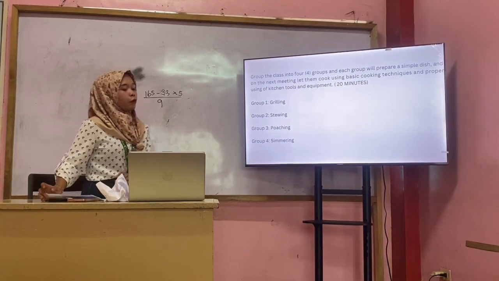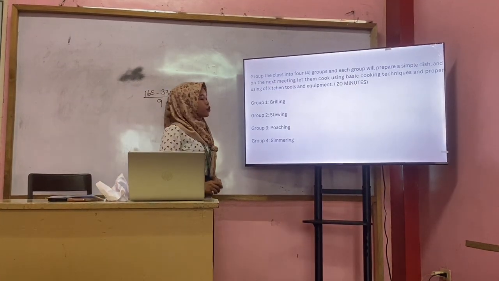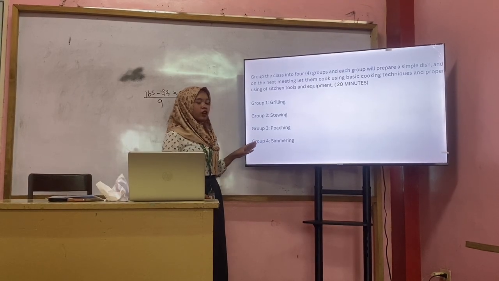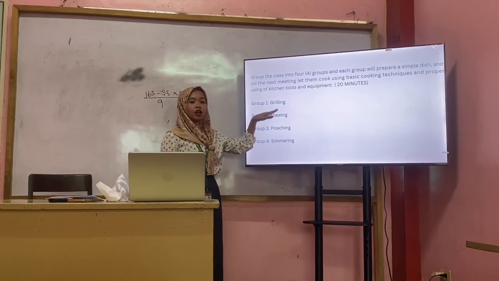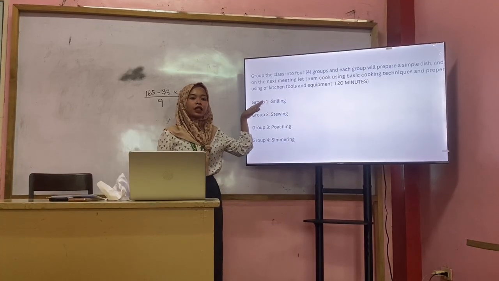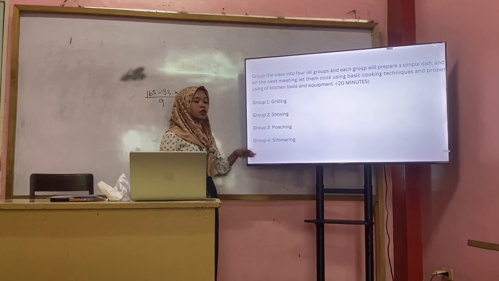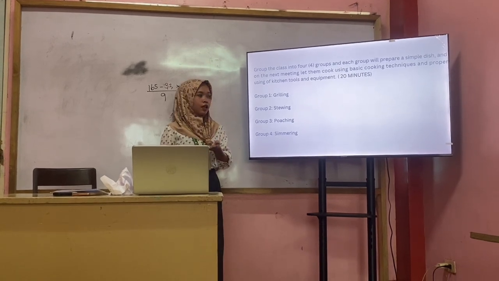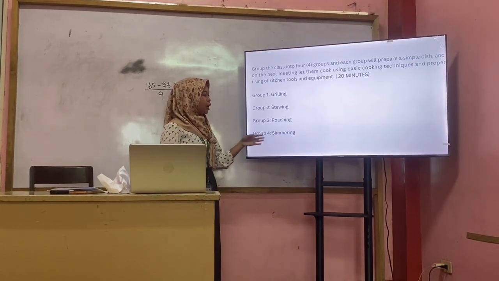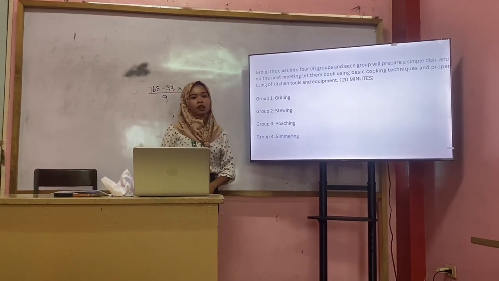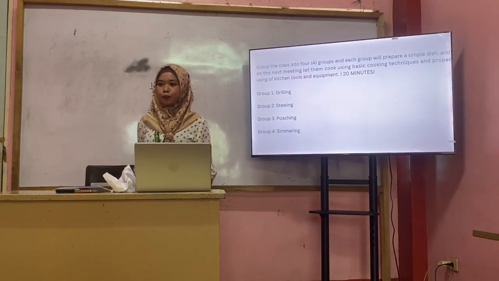Okay, class, I will repeat. You will only focus on the methods that I give you. So, group 1, you only focus on grilling, and you need to make a dish that is suitable for grilling. Same with group 2, which is stewing, group 3 with poaching, and the last group, simmering. Continue with your group.